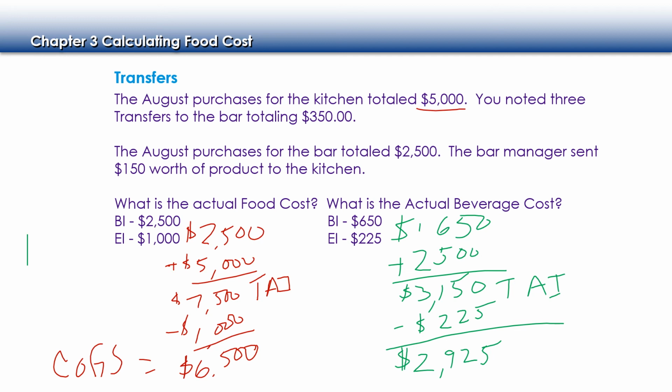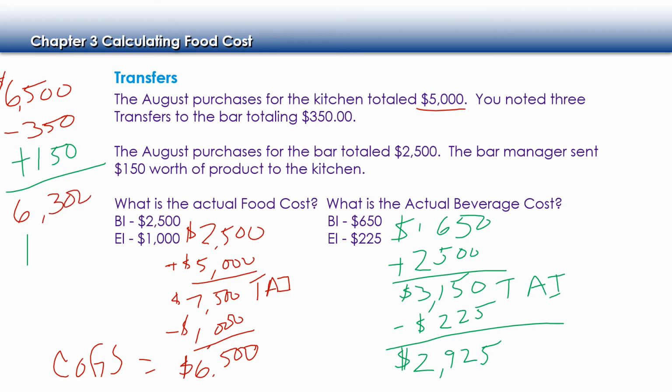Now we actually need to account for our transfers. Okay, so I'm going to come on over here and do my food. My food is $6,500. Okay, that's my cost of goods sold. But I transferred to the bar, so I'm going to subtract $350, and I'm going to add from the bar $150. Okay, so essentially, when you combine these two, I'm going to be subtracting 200, which gives me 6,300 as my actual cost of goods sold for food.